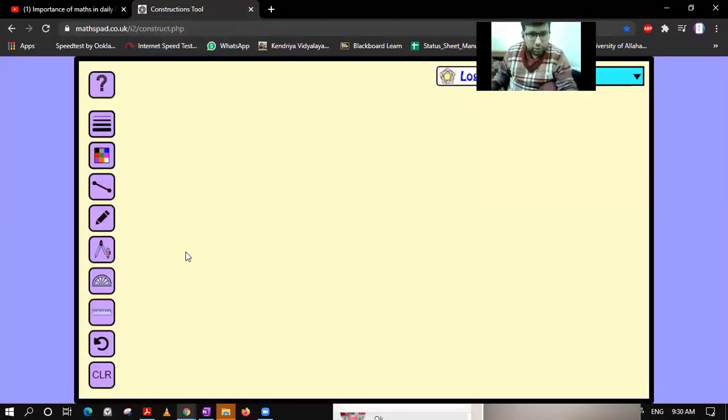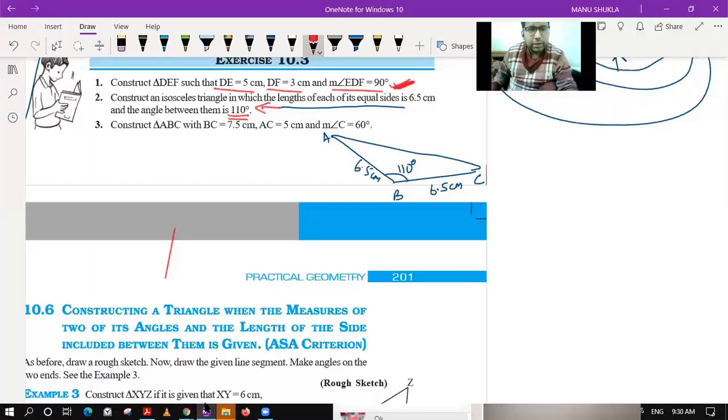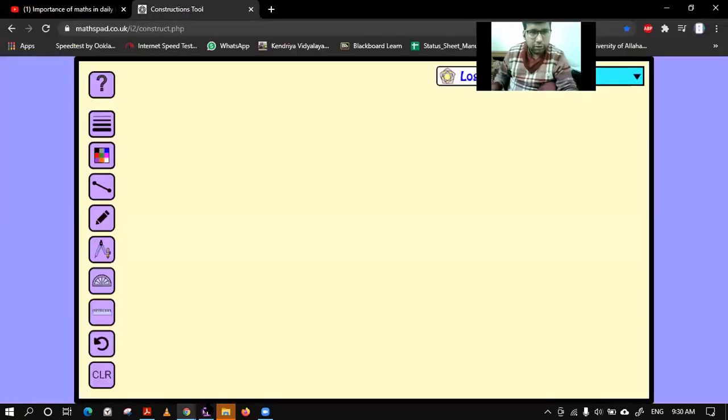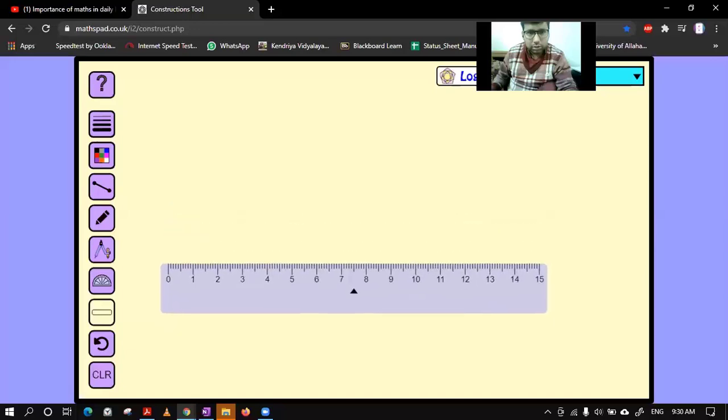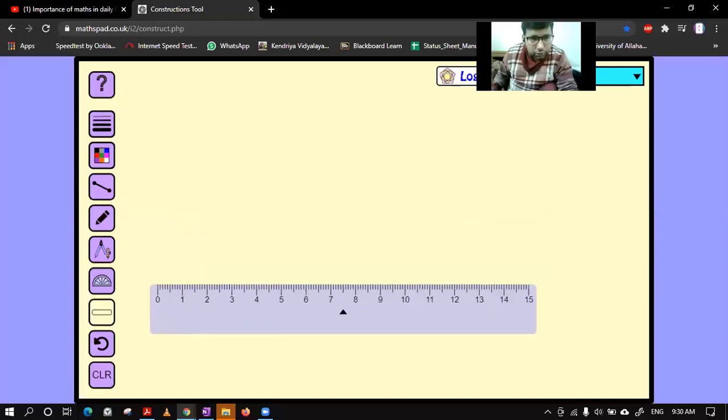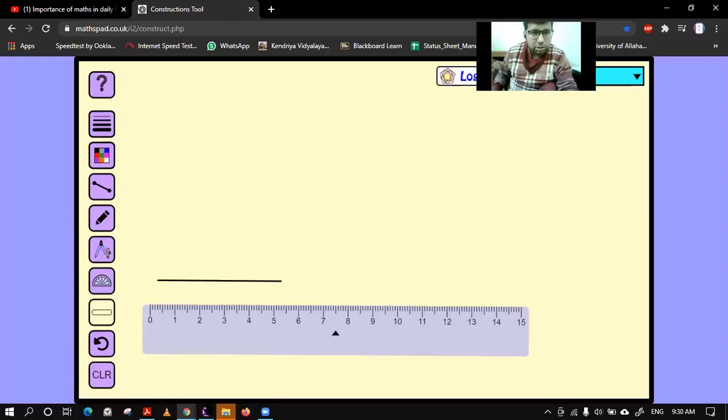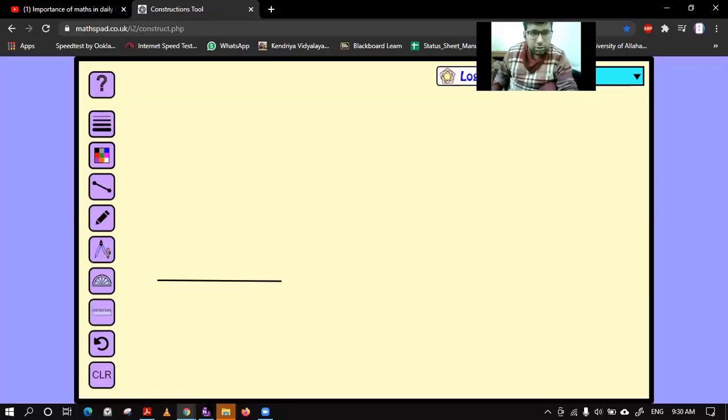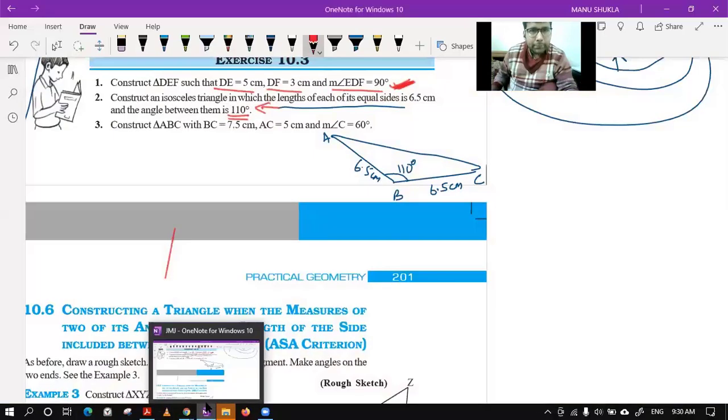Okay, question number one. Let's see. Question one is saying construct triangle DEF such that DE equal to 5 centimeter. First draw DE equal to 5 centimeter. For that, use a scale and you have 5 centimeters till this point. You people also can use this construction tool for fun. So this is your DE. Then we have DF equal to 3 centimeter and angle EDF 90 degree.